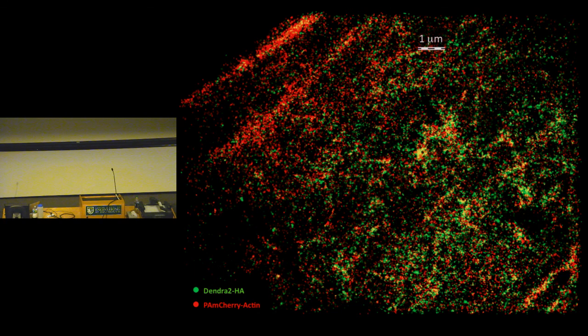This is a sheet, sort of a top-down view of the bottom membrane of the cell. And again, you see lots of yellow here where the HA is in green and the actin is in red. So clearly there is correlation between HA and actin in some regions.